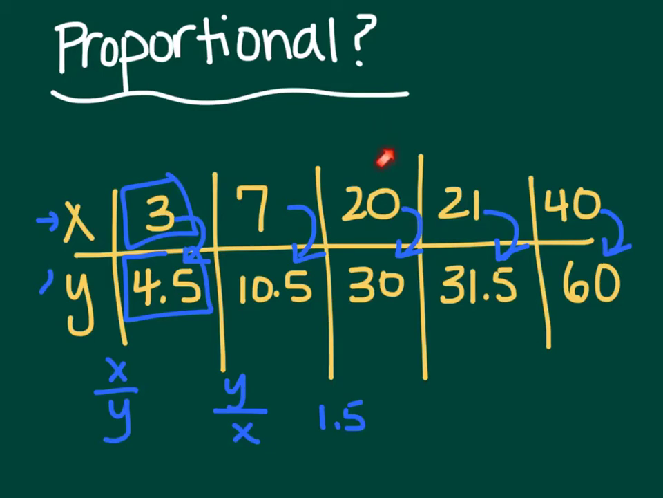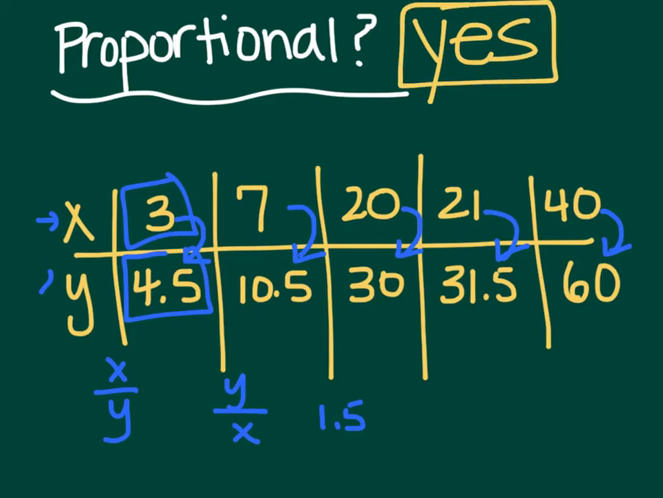Okay, then I should test out the 30 divided by 20. I should test out all three of these. So why don't you test those out and see if you get 1.5 for each of them. All right, I do get 1.5 for all three of those. So it is proportional. Okay, it was changing by that same constant, or 1.5 each time. If I didn't get that 1.5 each time, then it would not be proportional.